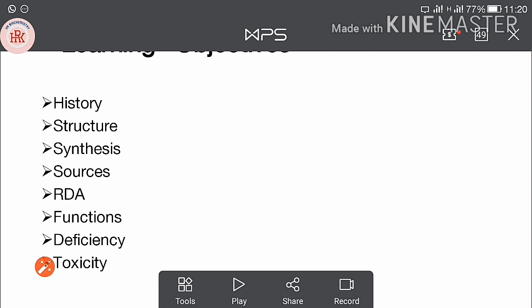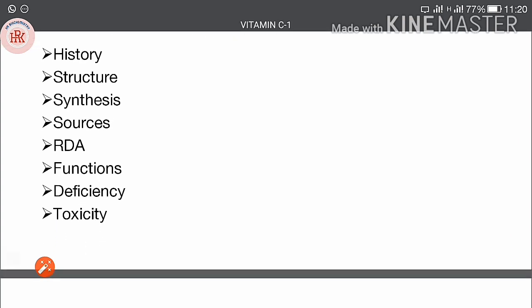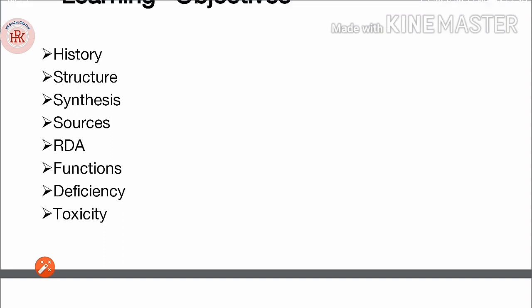Then we see the sources from where we get vitamin C. Then what is the recommended daily allowance of vitamin C? And then the next most important part is the function of vitamin C. What are the biochemical reactions where we require vitamin C? And what happens if there is a deficiency of vitamin C?